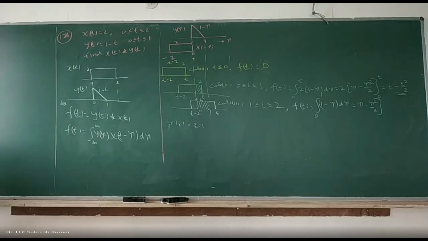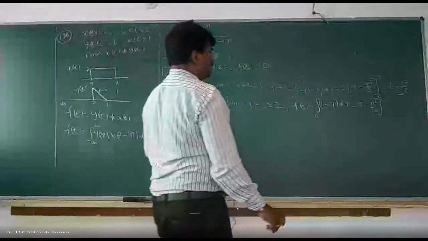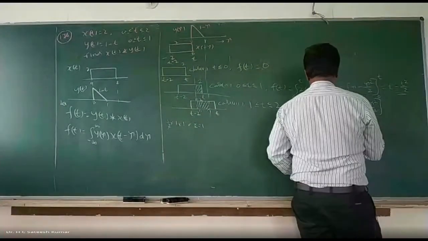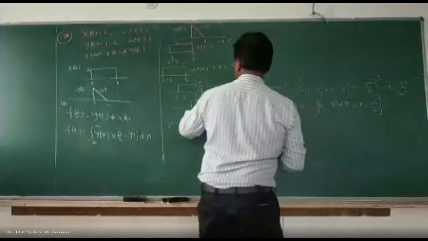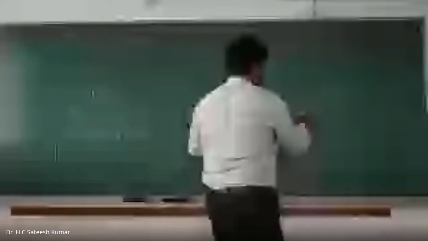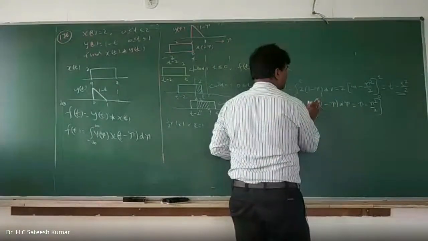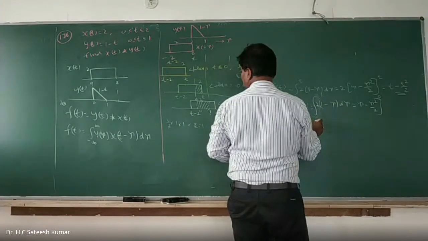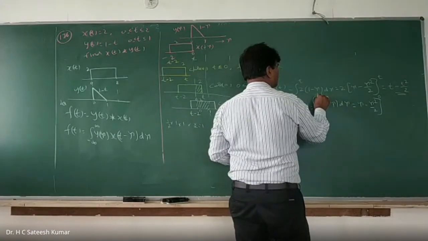Now, so the answer you should get is 1. Shall we check it out? So this is nothing but 1 minus tau into 2. See, this 2 into 1 minus tau, we should write it. So 2, I'll write it here. 2 into 1 minus tau, integration from 0 to 1.